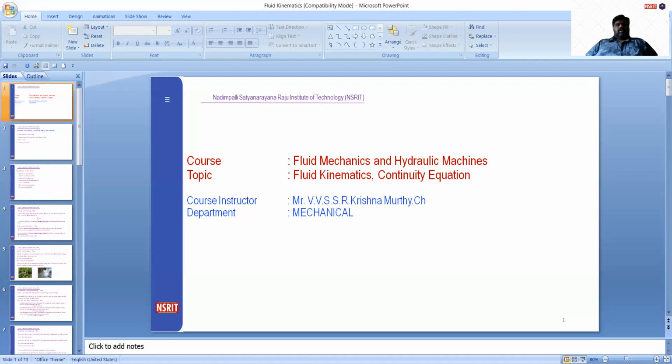The next fluid flow type is compressible and incompressible. Almost all fluids are incompressible, which means the density will not change with pressure changes.